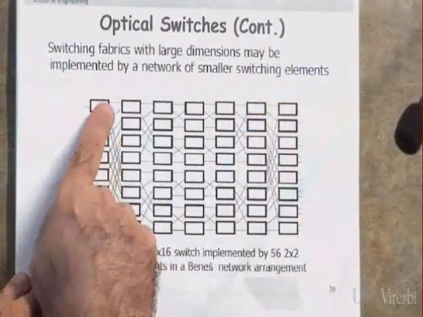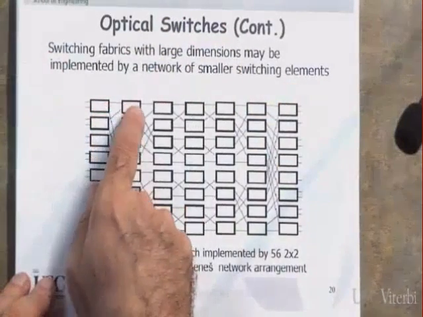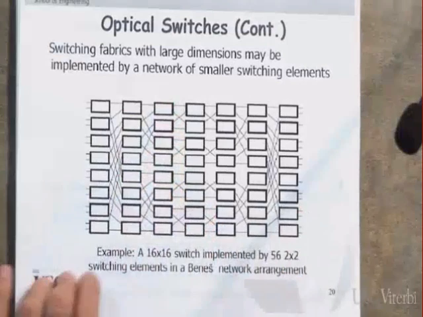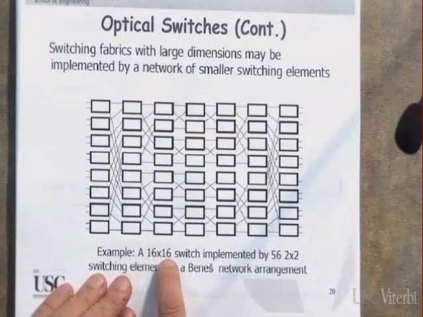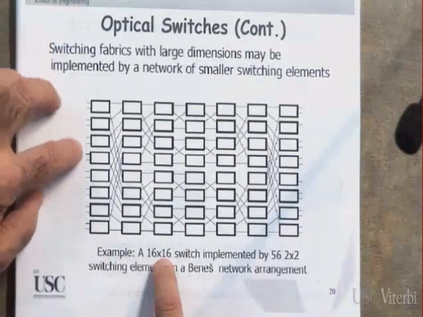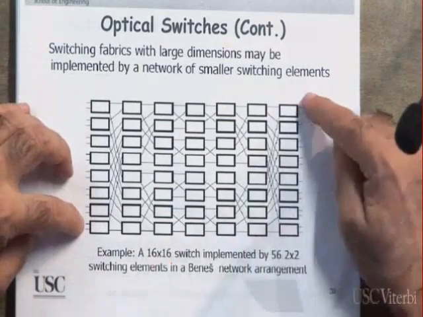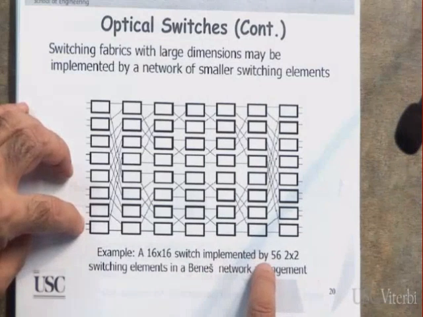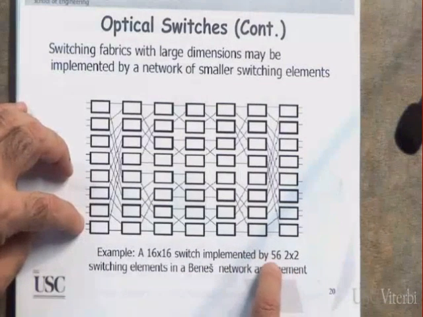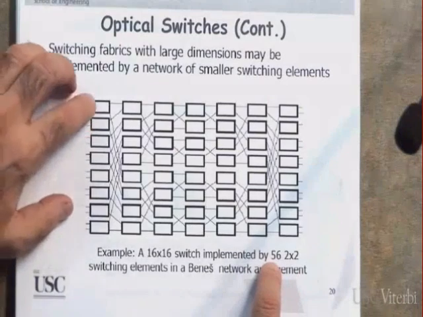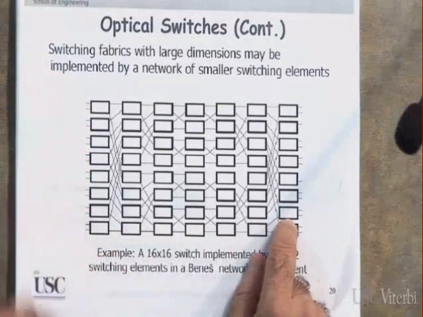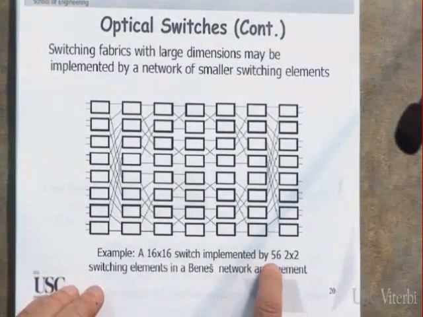You notice, by the way, the connectivity in here might not be the same as the connectivity in here, and so on. This is a 16x16 optical switch. How many inputs does it have? 16 inputs. How many outputs? 16 outputs. But it is implemented using 56 2x2 switches. How many units do we have? 1, 2, 3, 4, 5, 6, 7, 8, and how many columns? 7 columns. So we are using 56 switches.